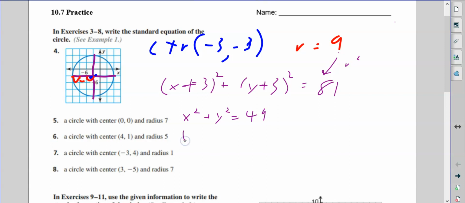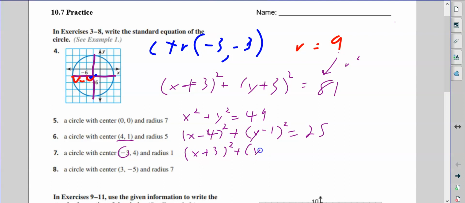All right. Now on number 6, we are going to have binomials. And since these are both positive, we just leave x minus 4, y minus 1, and then 5 squared is 25. That's a 4 right there. Now pay attention here. We have a negative, so that's going to be x minus -3, which becomes plus 3. And then y minus 4, both squared, equals 1 squared, which is just 1.